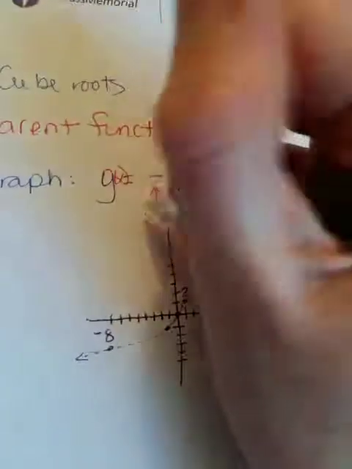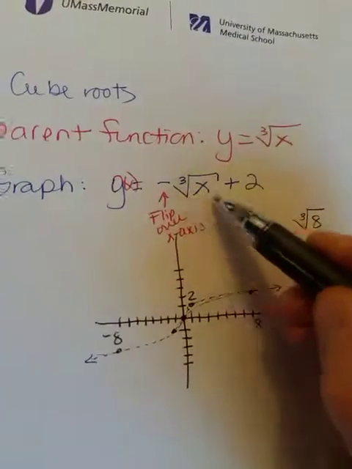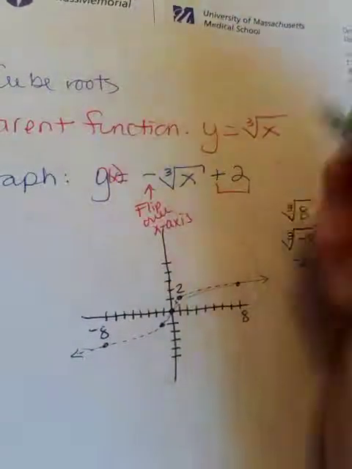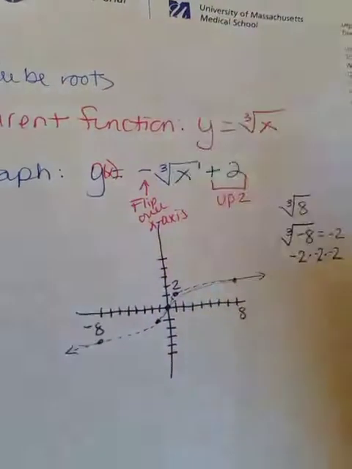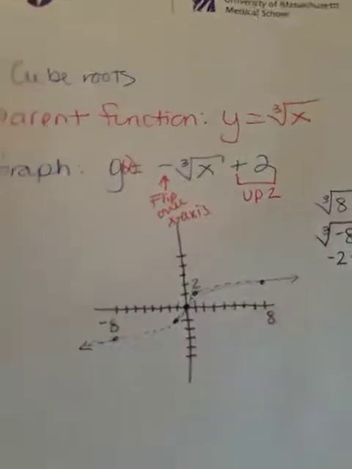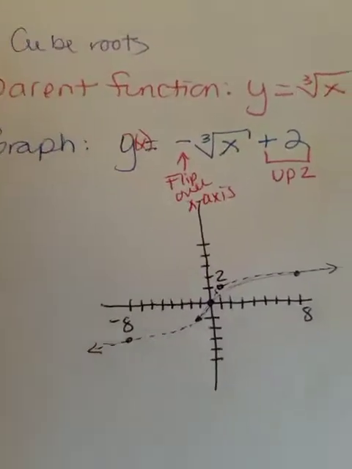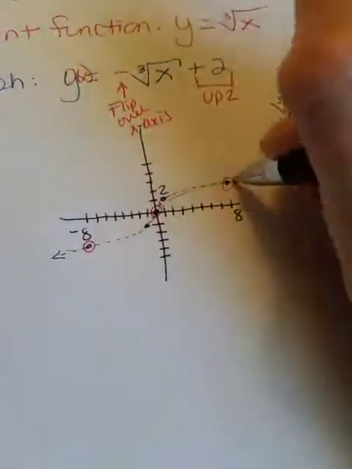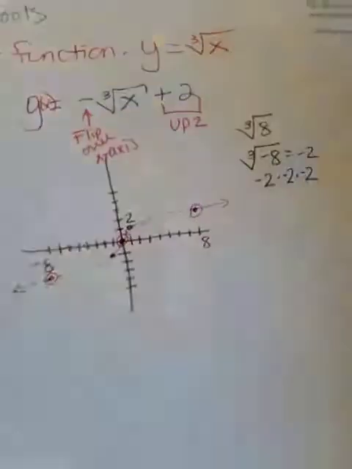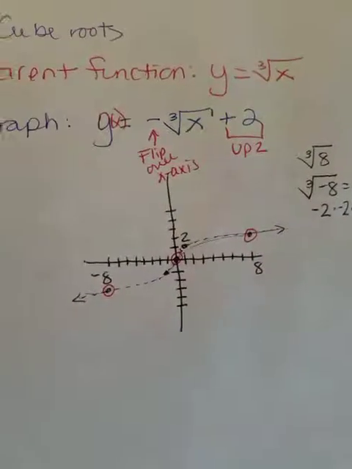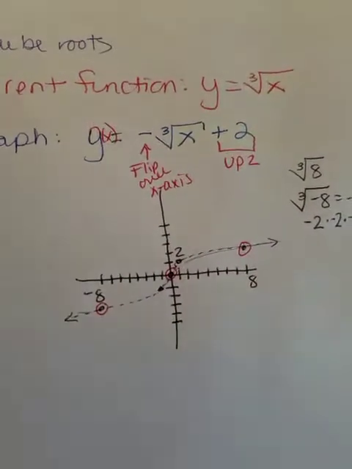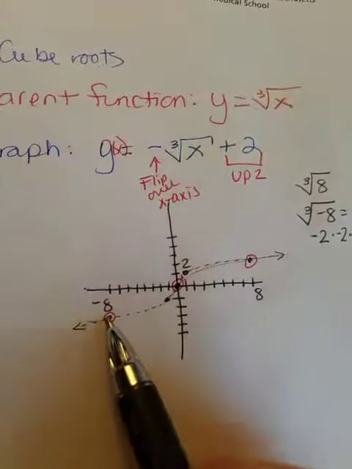This negative out front means we're going to flip over the x-axis. There's nothing going on under the radical, so we're not moving right or left at all. And the only other thing you're going to do is go up 2. I know I've been saying 3 points, but for the cube root function, it's in your best interest to try more. You could even just focus on the negative 8, the 0, and the 8, and get rid of the 1 and the negative 1. Maybe that's fair enough, just to make sure we have the right shape to it. So I'll do that.